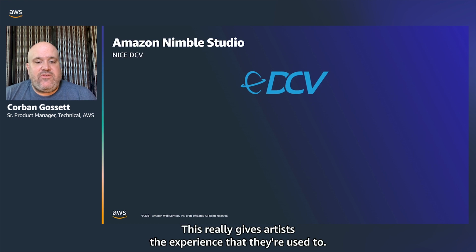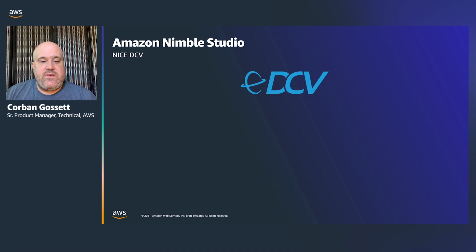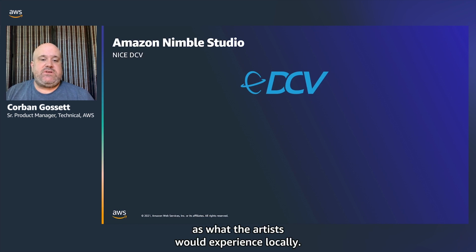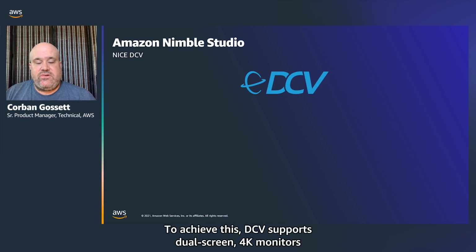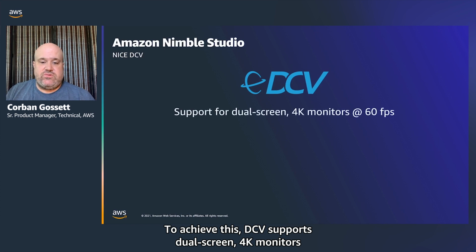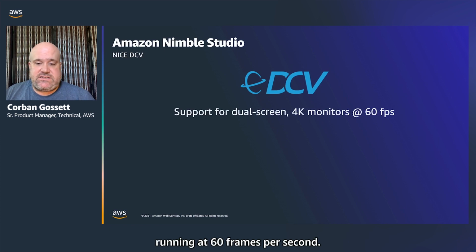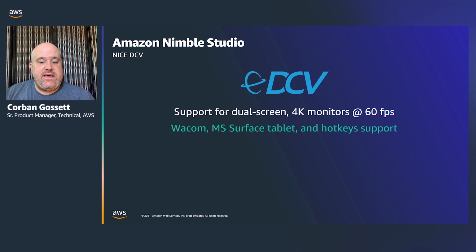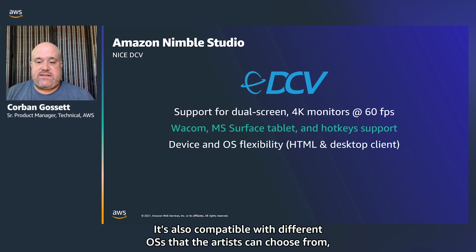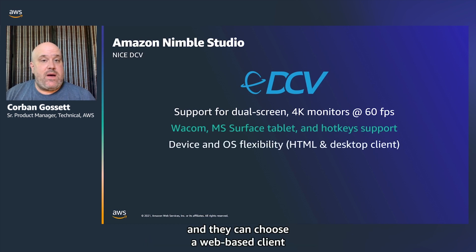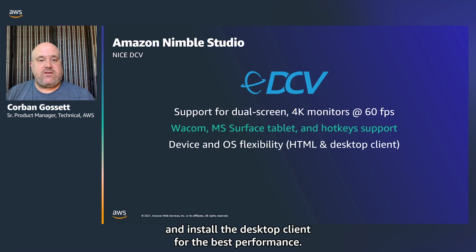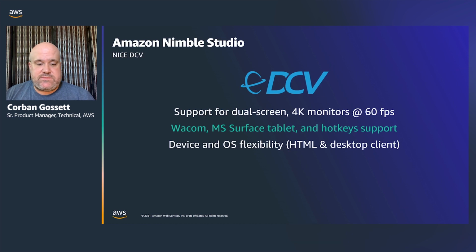This really gives artists the experience that they're used to. The goal is to make the streaming experience feel the same as what the artist would experience locally. To achieve this, DCV supports dual screen 4K monitors running at 60 frames per second. The DCV client is compatible with different tablets that artists use. It's also compatible with different OSs that the artist can choose from, and they can choose a web-based client that is fully integrated to Nimble Studio, or they can simply download and install the desktop client for the best performance.